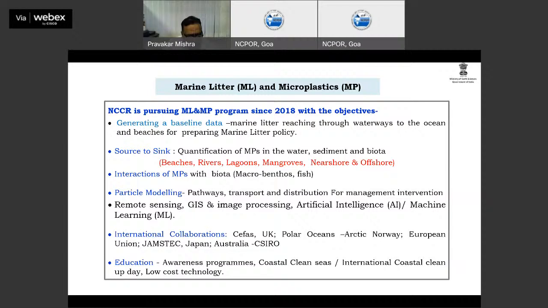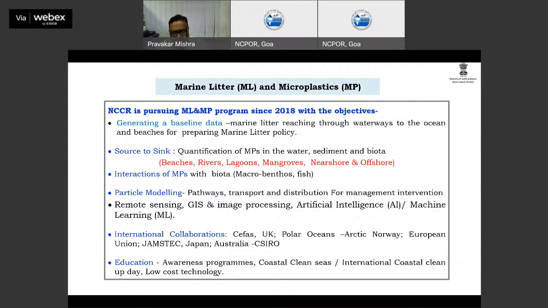And we got a lot of international collaborators. We started by generating baseline data, then sources to sink, that is beaches, rivers, lagoons, mangroves, then interaction of MPs with biota, then particle modeling, how they are getting transported, then looking at remote sensing and GIS photogrammetry approaches. Can we identify the areas of patches or the areas of the marine litter? Similarly, we did some international collaboration with the UK Centre for Fisheries and Aquaculture, Arctic Norway, the European Union, JAMSTEC Japan, and also CSIRO Australia.